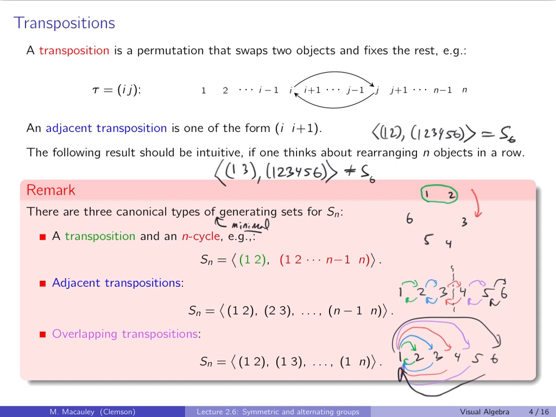This was a worthwhile example to do because it shows how you can have a group, let's say S100, that is generated minimally by two elements, say (1 2) and the n-cycle (1 2 ... 100). But it's also generated minimally by 99 elements: the transpositions (1 2), all the way up to (99 100).